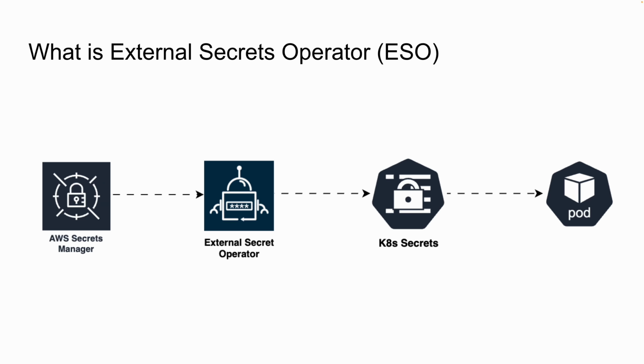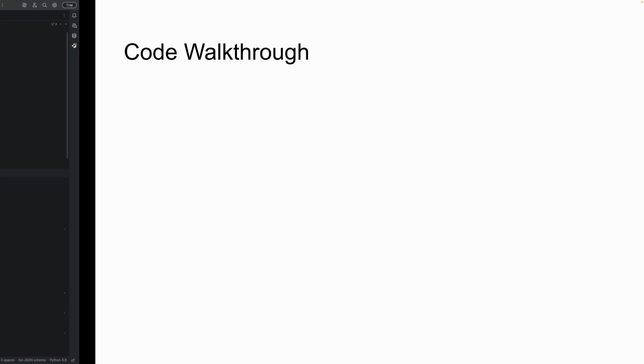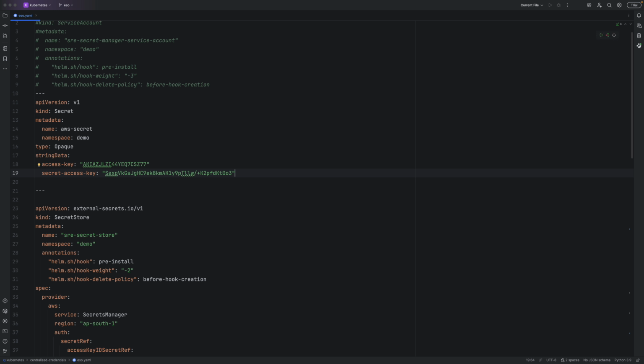Alright, let's switch to the code. I've kept everything inside a single YAML file for simplicity, and you'll find this repo link in the description below. Let's go through it step by step. First, we define a simple Kubernetes secret named aws-secret. This stores the AWS access key and secret key, which ESO will use to authenticate with AWS Secrets Manager. You can create this secret separately and then keep the other objects in the repository.